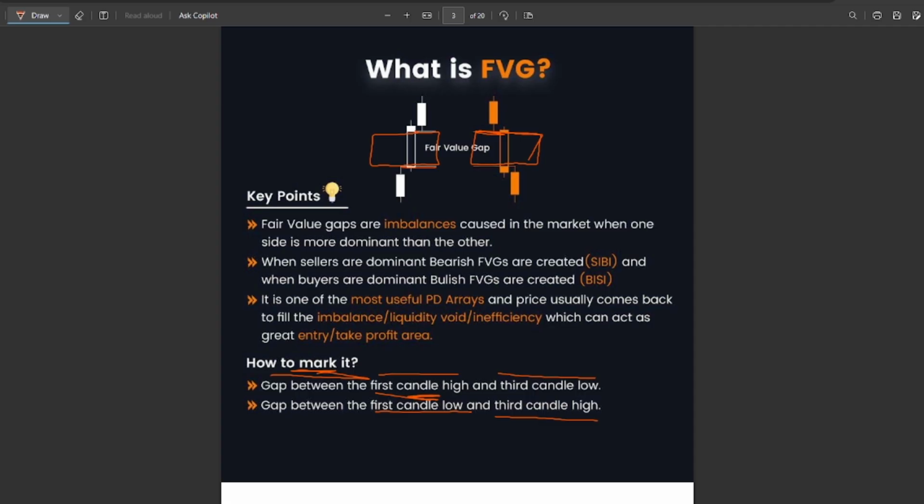I hope everything is clear up till now. If you are marking a bullish fair value gap, you take the first candle high and the third candle low, as we have marked here, bullish. And if you are marking a bearish fair value gap, you will take the first candle low and the third candle high. As you can see, bearish fair value gap. Now let's move on to types of fair value gaps and see some real-life examples to get a better understanding of what they are.